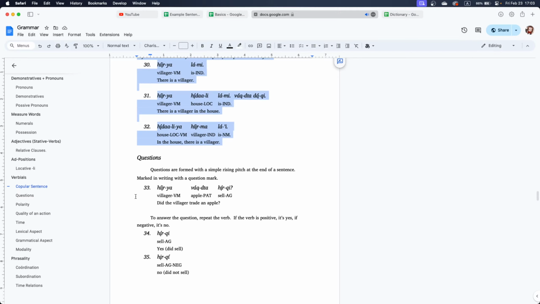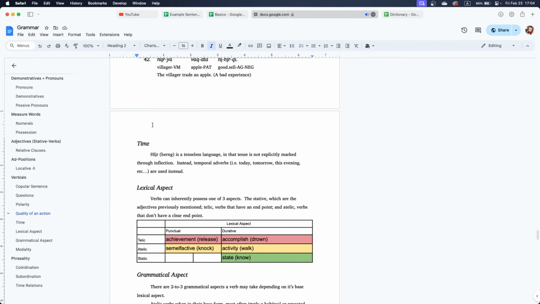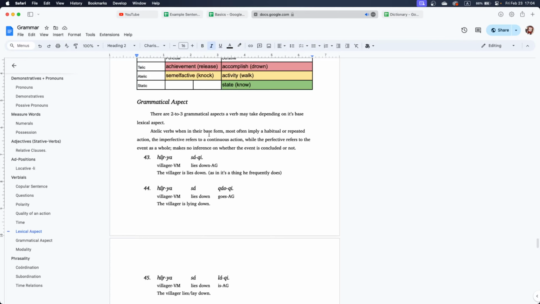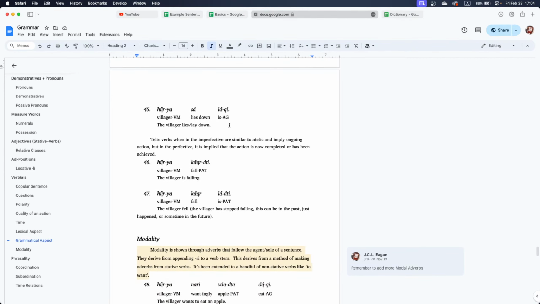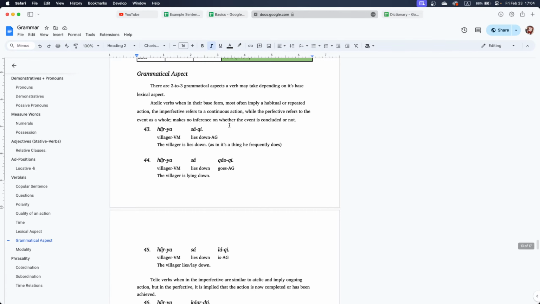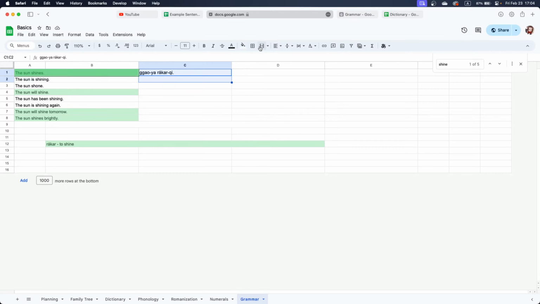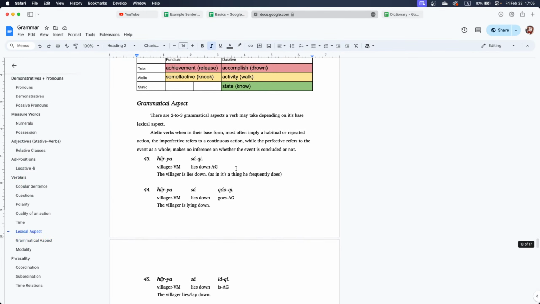And then if we look in here, lexical aspect. So, atelic verbs in the base form of action. The imperfect provides continuous action. However, this is a stative. So, it does not seem to have a continuous for a stative. So I think in this case, those would be the same.